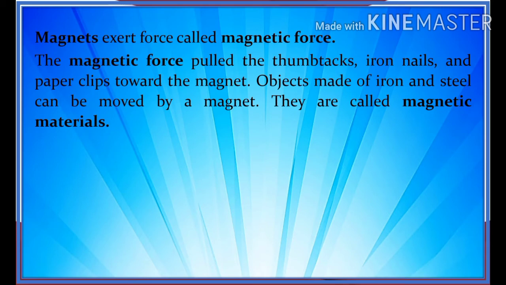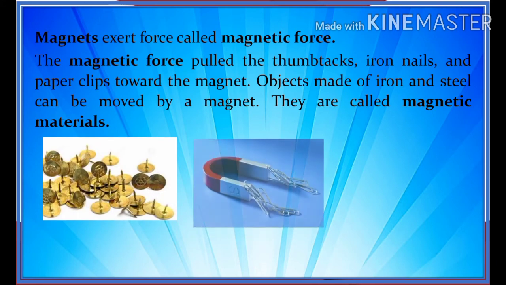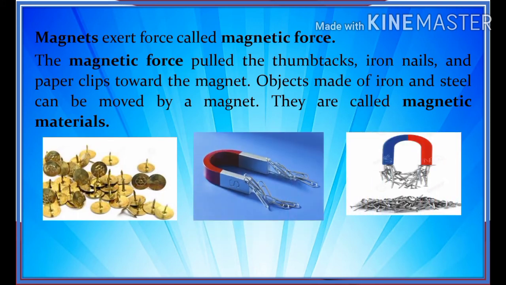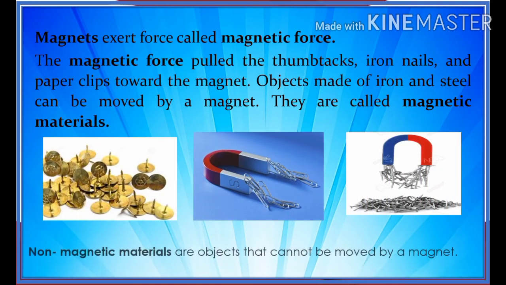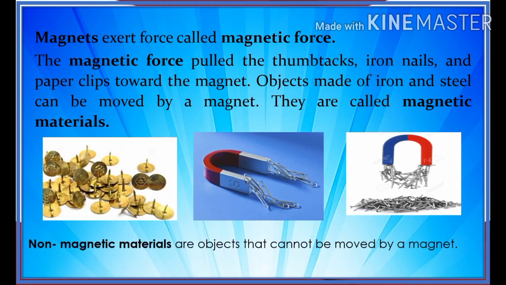This magnetic force pulls thumbtacks, iron nails, and paper clips toward the magnet. Objects made of iron and steel can be moved by a magnet, and they are called magnetic materials. And how about non-magnetic materials? They are objects that cannot be moved by a magnet.